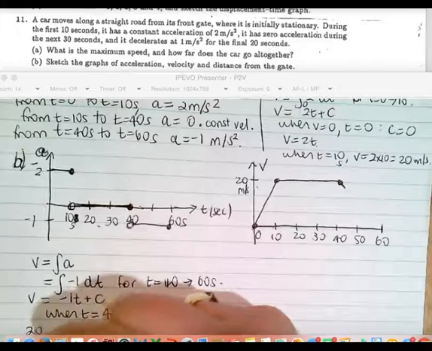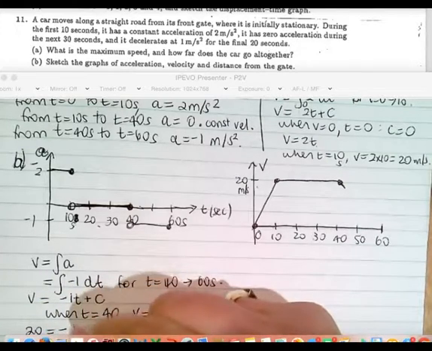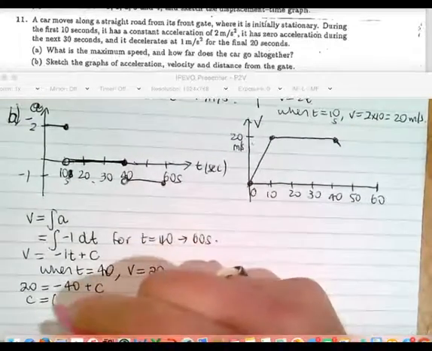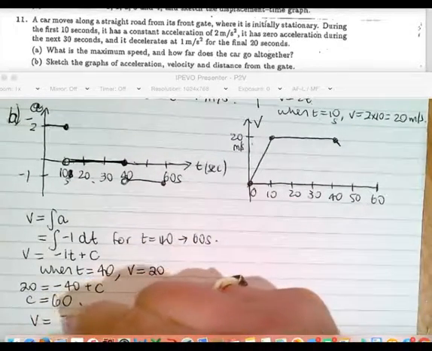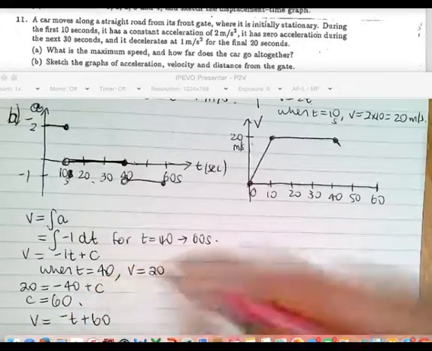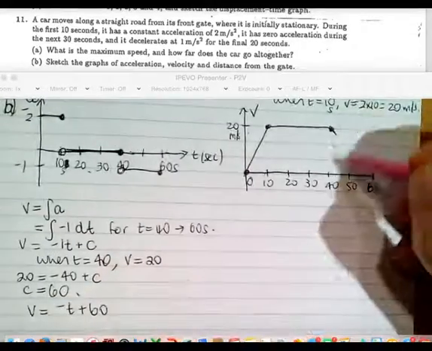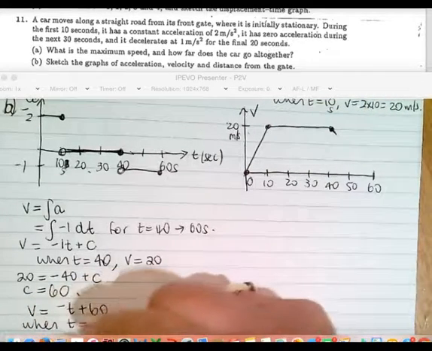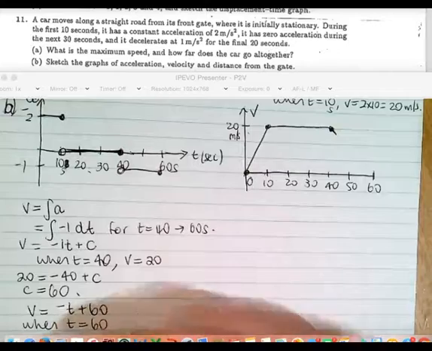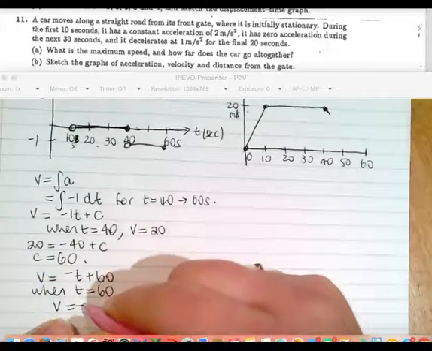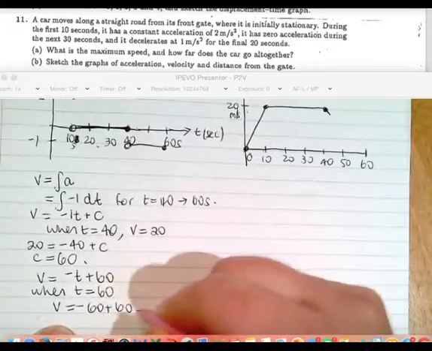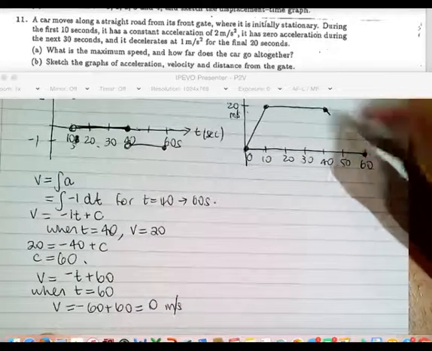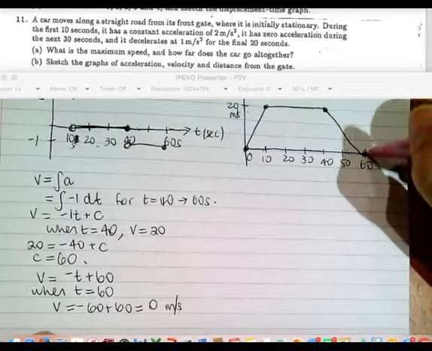So therefore I get 20 is -1 times 40, which is -40, plus c. So therefore c is 60. And so therefore velocity is -1 t, or -t plus 60. Now, I've got this point here. So my final point will be when t equals 60 seconds, my velocity, I just put it into that equation, is -60 plus 60, which is 0 meters per second. So therefore, at 60 seconds, my velocity is 0. Okay, so I come back there.